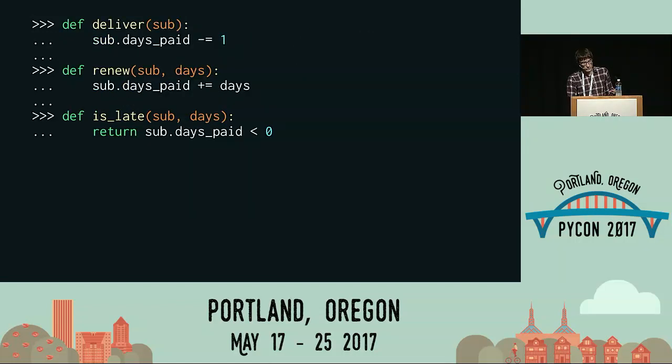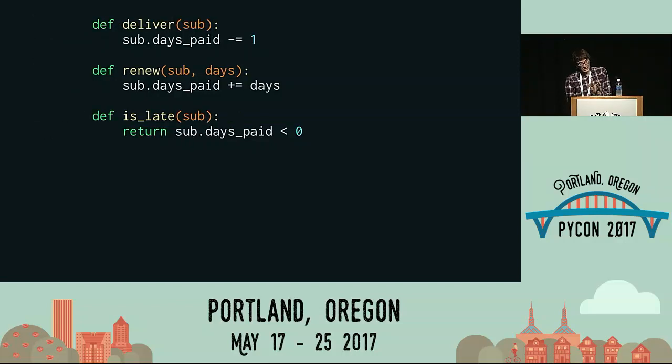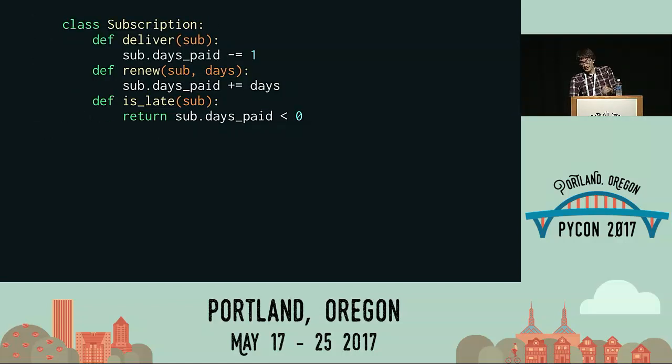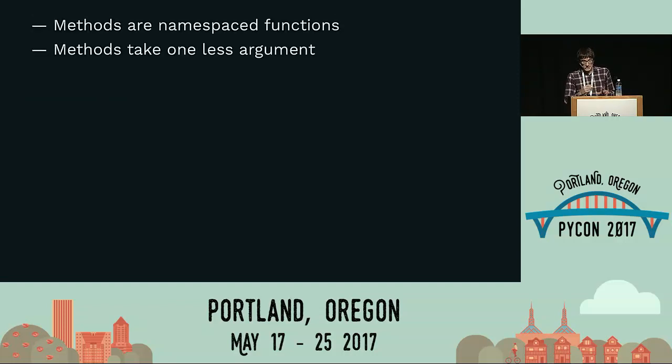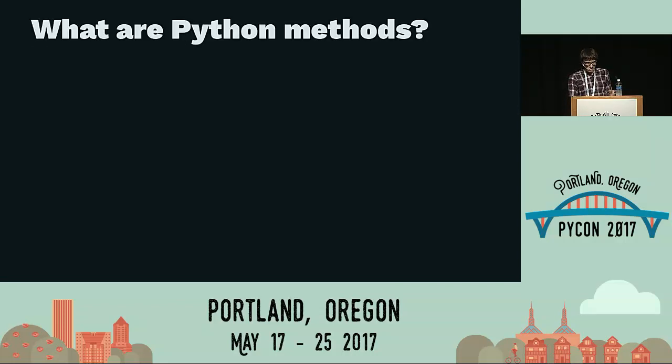And how did I do that? Well, I took the functions, I indented them one level, I stuck them under the class, and then just to be good, I also changed sub to self. We don't have to do that. It's just a nice thing to help us understand each other. And now I can create these things. I can instantiate this one. I can call my functions on these objects, but now that they're methods, instead of calling the functions on the objects, I'm going to use this other syntax, where we take one less argument, and these functions are kind of namespaced, and we call them methods now. So what do we know about methods? They're these namespaced functions, and they take one less argument. Okay, so what are Python methods?